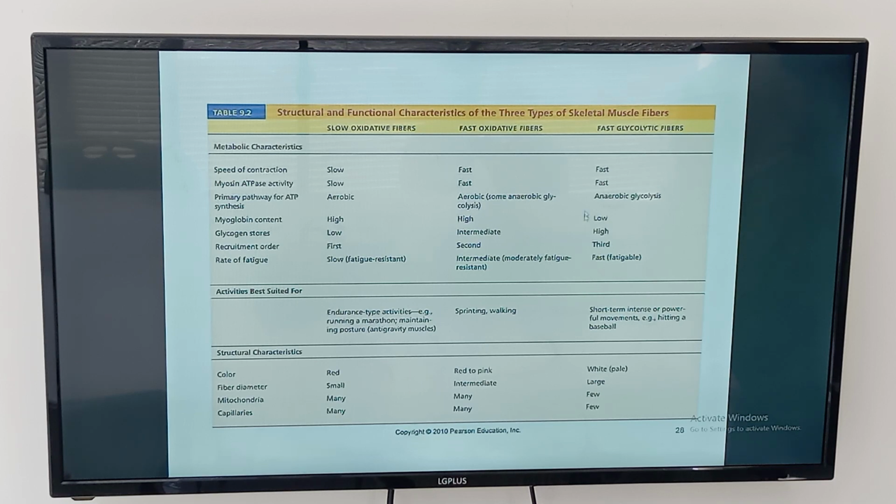You have here table 9.2, structural and functional characteristics of the three types of skeletal muscle fibers. We have the slow oxidative fiber, fast oxidative fiber, and fast glycolytic fiber. We have the metabolic characteristics, activities best suited for, and structural characteristics. Let's look at the metabolic characteristics first. We have speed of contraction. For the slow oxidative it will be slow, while the fast oxidative and the fast glycolytic will be fast.